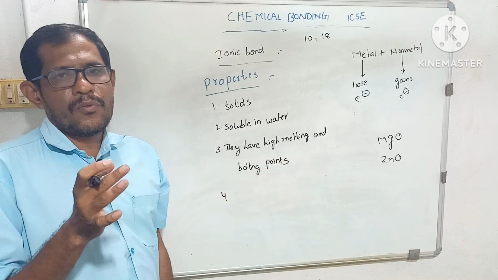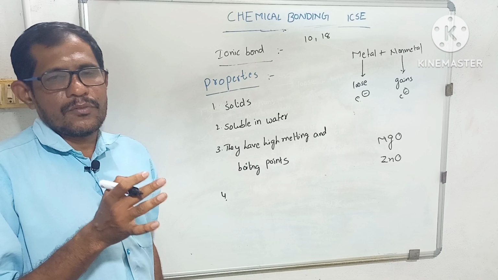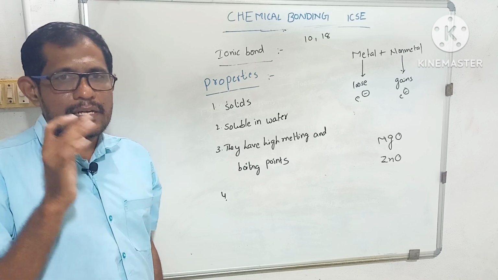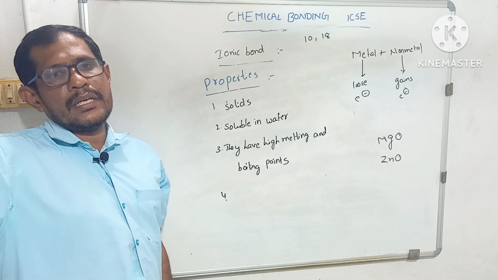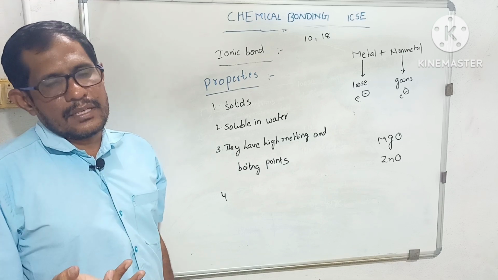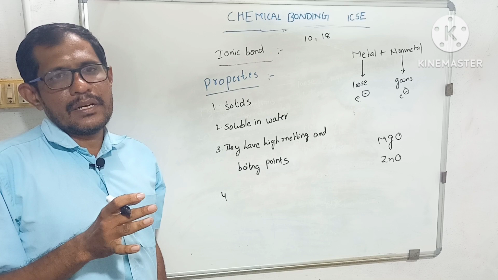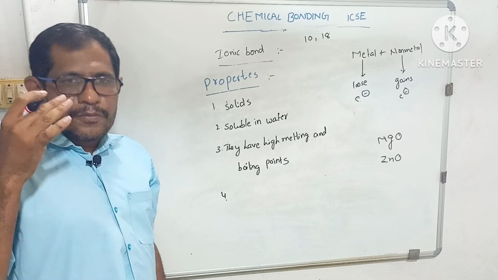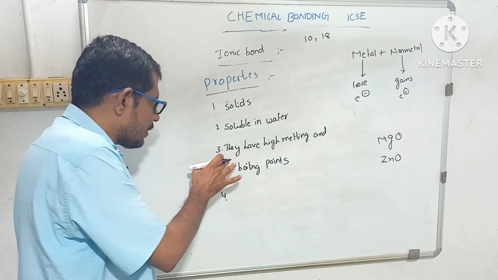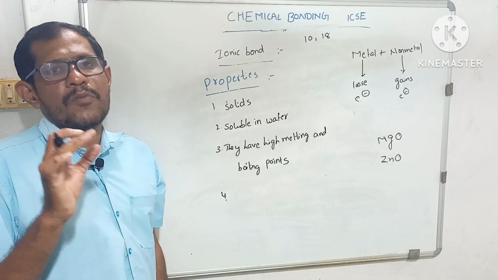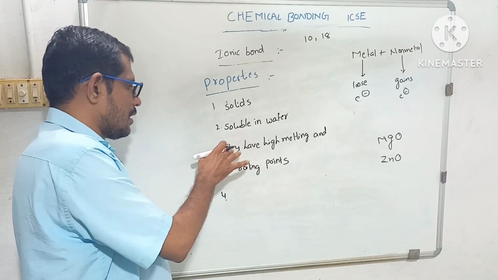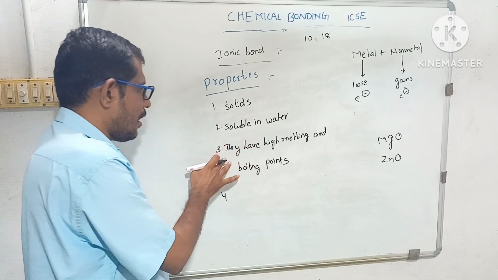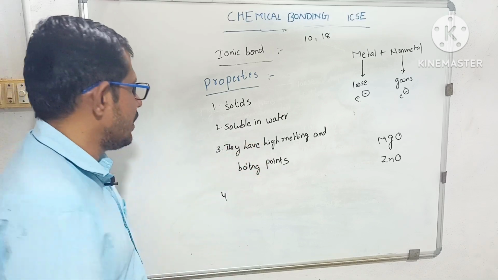What is the boiling point of water? 100 degrees centigrade. So if you want the boiling point of NaCl, you need to go even more than 1000 degrees centigrade, like that. I'm not sure of the exact value, I am telling it for better understanding. For water it is 100, for boiling of NaCl you need to go more than 1000, right? That means they have high melting and boiling points.